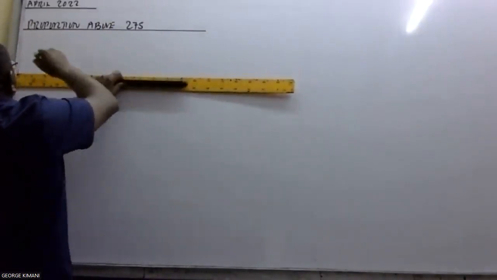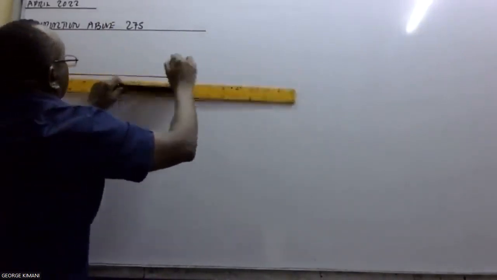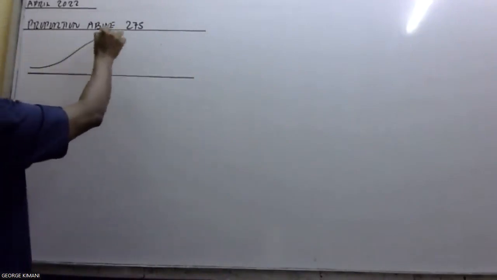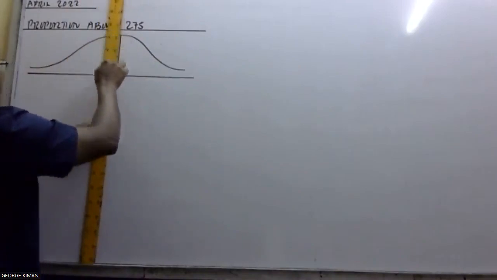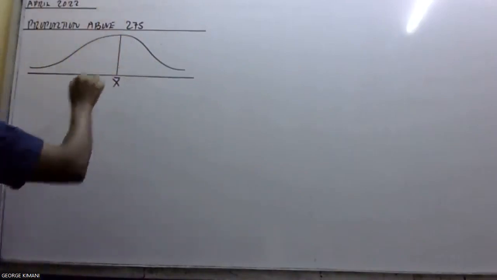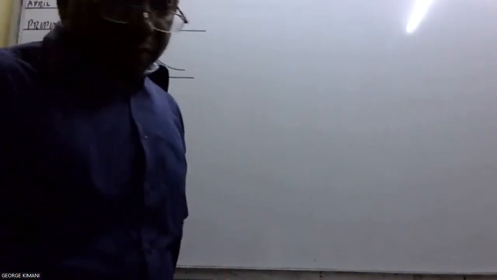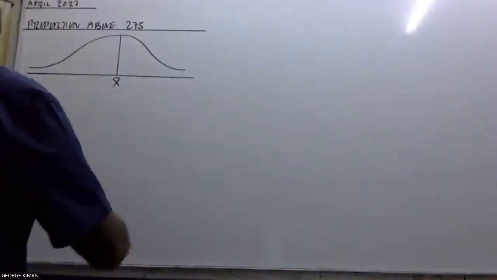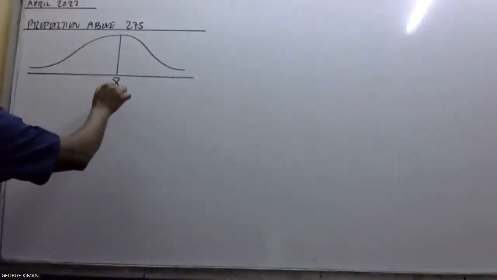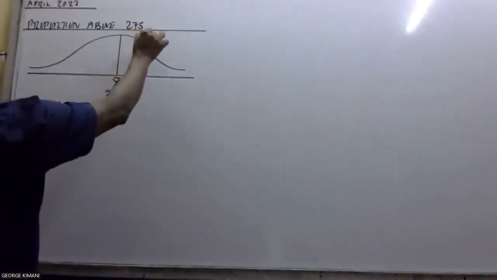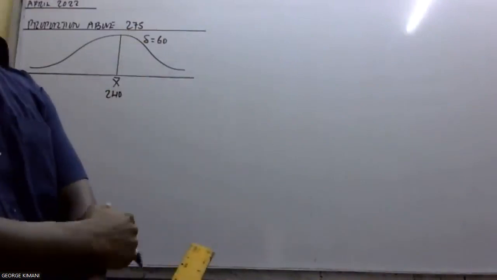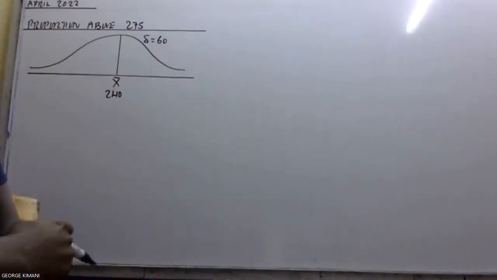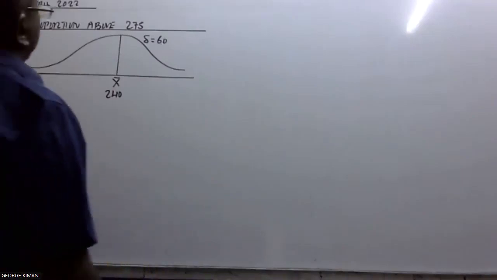Above 275, I told you, you start by drawing a table like that. So here we have the mean, the mean is 240, and the standard deviation is 60. So again, you can use the symbols the way I'm using them, or you can write in full. Or what you do to one, you do to everyone.